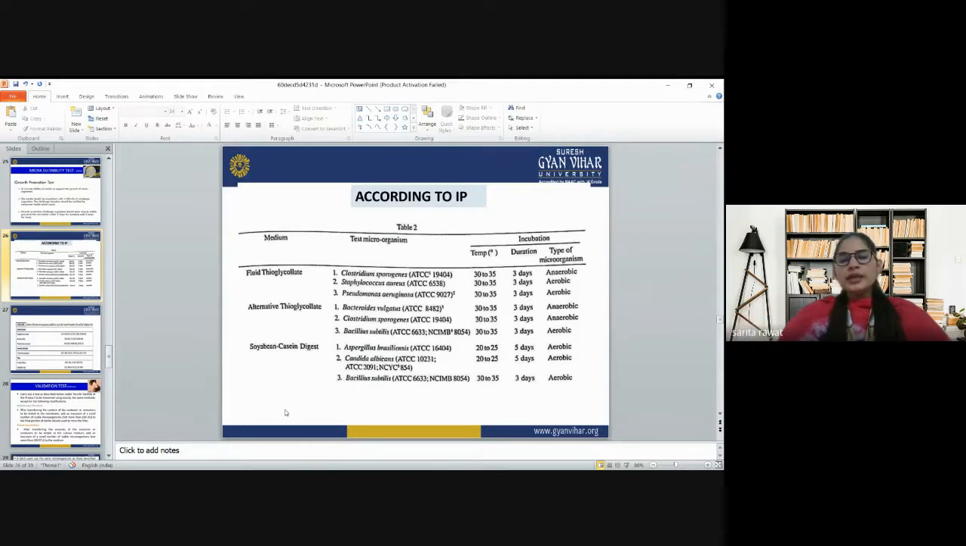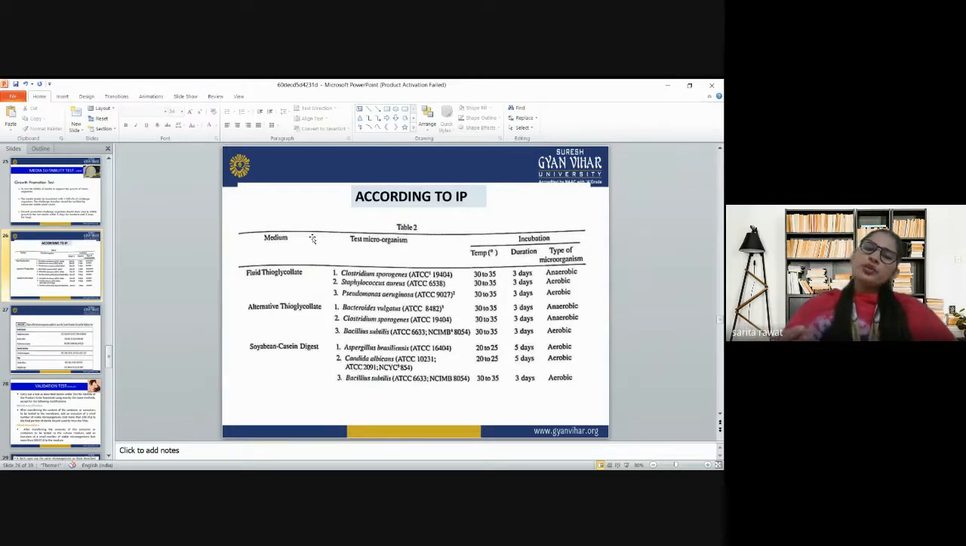Now for soybean casein digest media, we take Aspergillus brasiliensis at 20 to 25 degrees for 5 days. Then Candida albicans, maintained at 20 to 25 degrees Celsius for 5 days. Then we have Bacillus subtilis at 30 to 35 degrees for 3 days, an aerobic bacterium. So this is all about this according to IP.